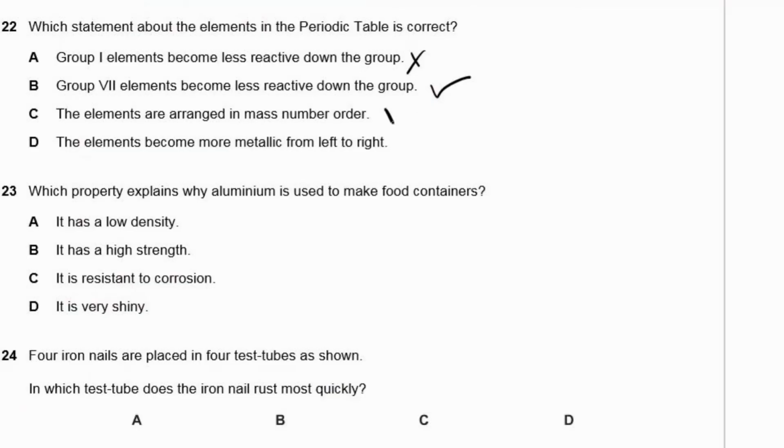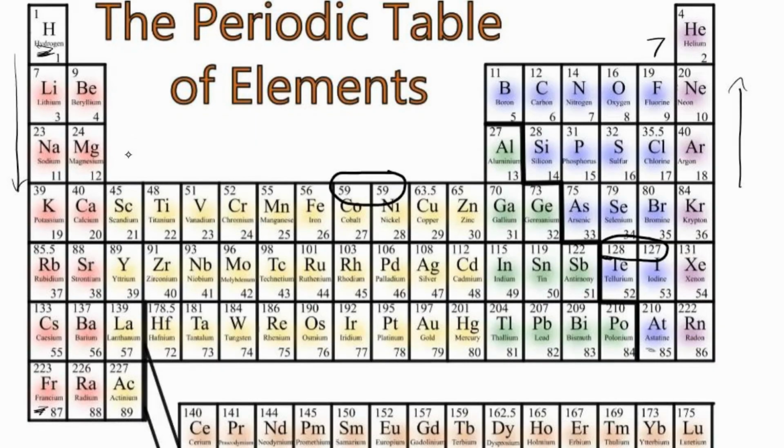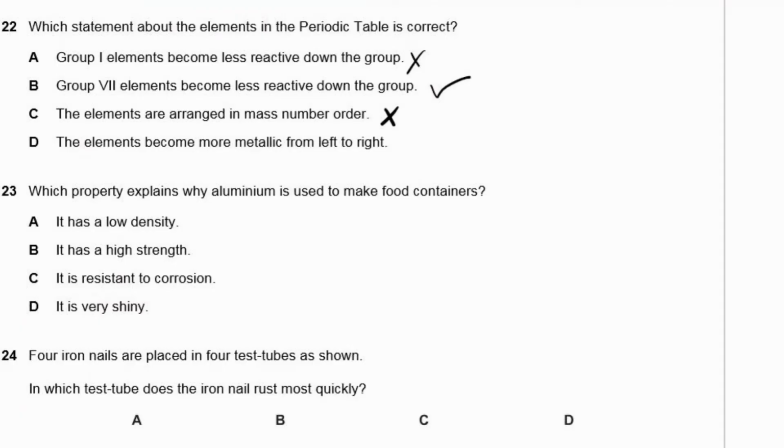So it's not arranged by mass order, and the elements become more metallic from left to right. Well, we've already looked at the periodic table. We've seen these are the metals, and these are the non-metals. So the answer is definitely not that. So the answer is B. Group 7 elements become less reactive down the group.